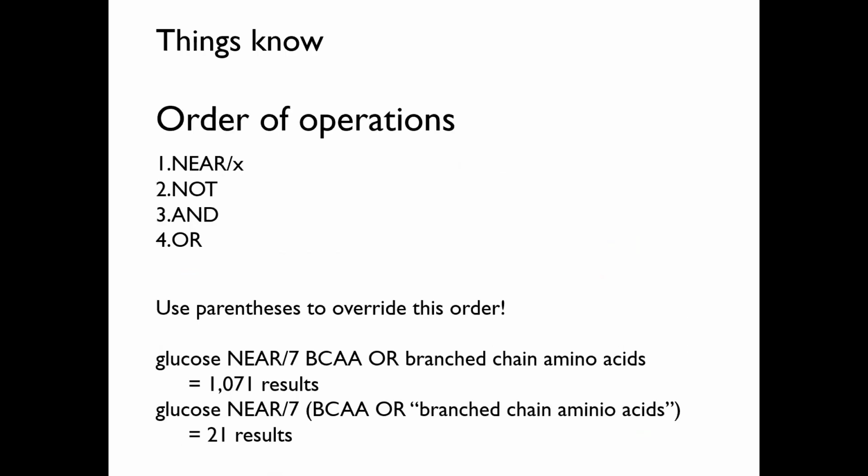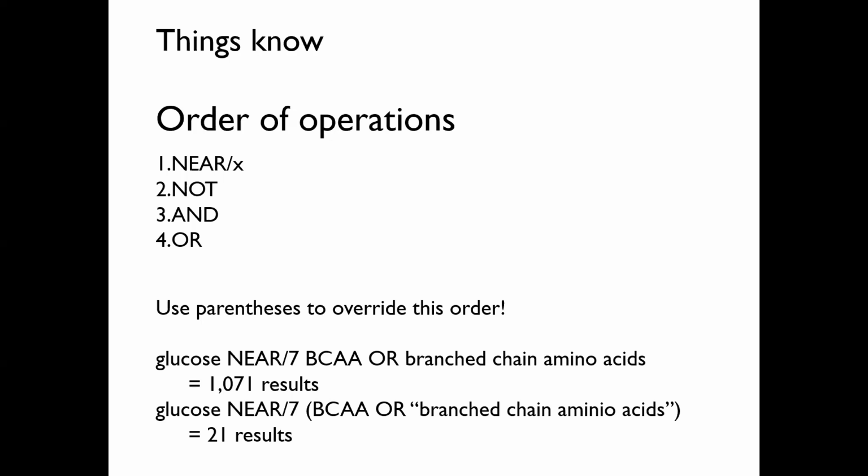This is because of the way the order of operations works. If you didn't have any brackets or parentheses, then the Web of Science search interface would work through it. First, it would do any near operations from left to right, and then it would do any not operations, then it would do any and operations, and then it would do any or operations. So you can always override this by using parentheses.